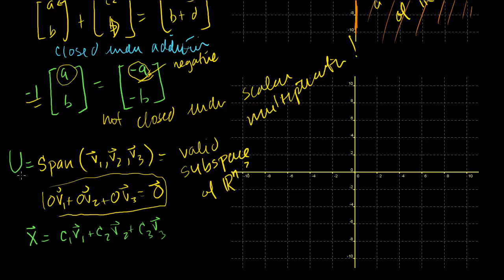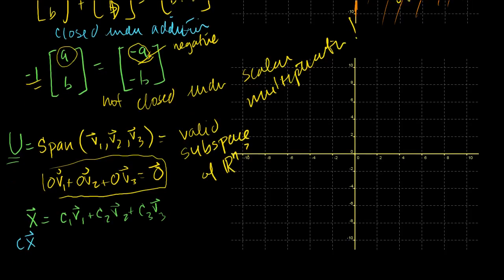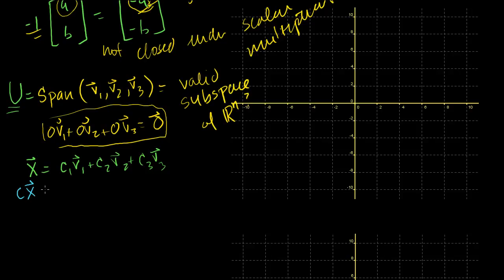Now, is this set closed under multiplication? Well, let's multiply this times some arbitrary constant. Let me do a different constant, actually. Let me multiply it times some arbitrary constant a. What is a times x? Well, it's a times c1 times v1, I'm just multiplying both sides of this equation times a, plus a times c2 times v2 plus a times c3 times v3.